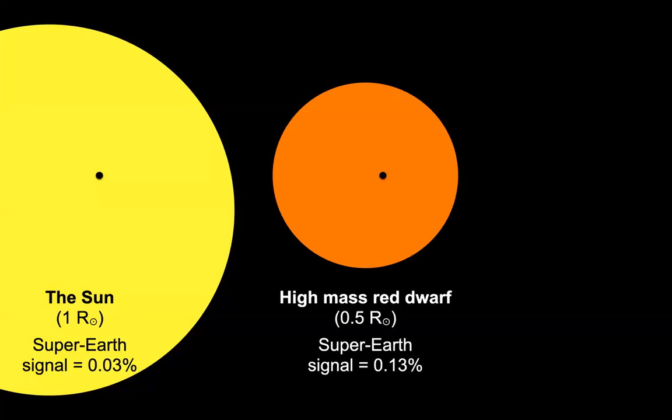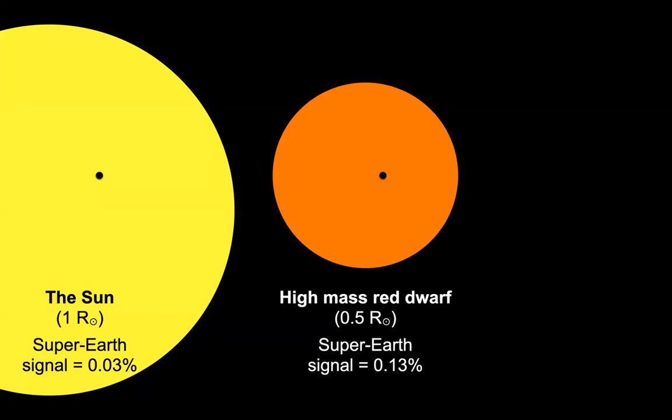But what happens if you take a different type of star? Well, I'm going to call it a high mass red dwarf. So it's lower mass than the sun. It's smaller than the sun. What do we have here? We have 0.5 solar radii. So half the size of the sun. But if you take the exact same planet, but you put it around this different star, you get a much bigger transit signal. About 4 times larger. Still sub percent, but 4 times larger than the exact same planet around a sun-like star.